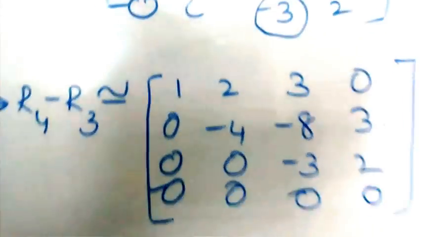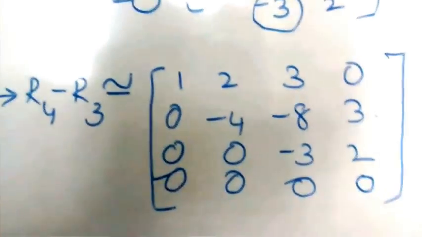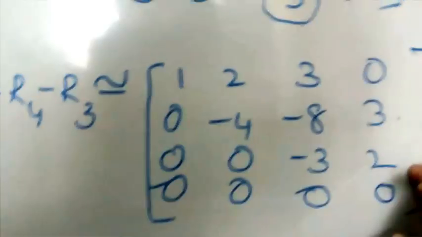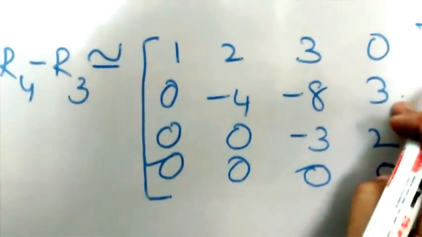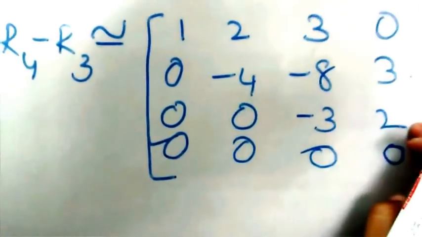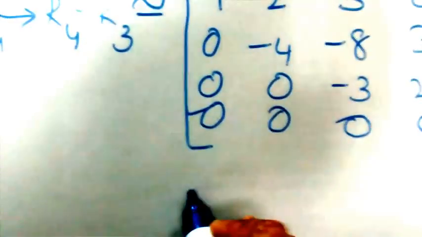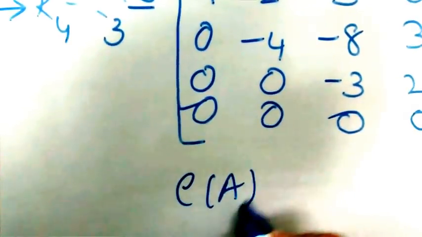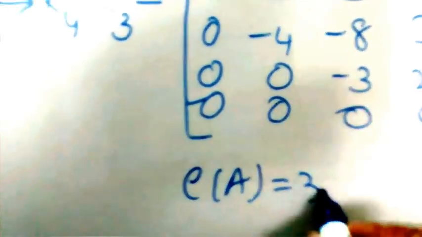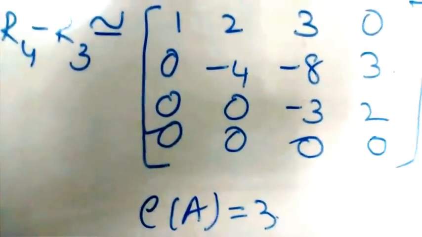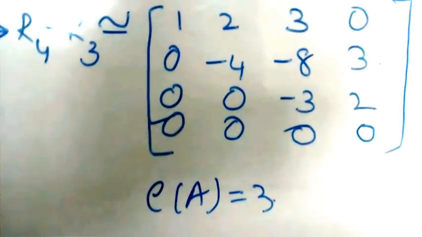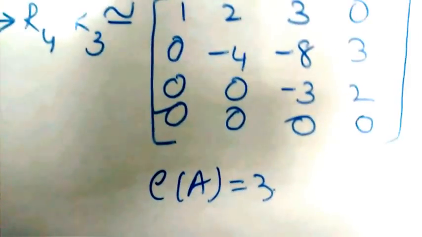We have to write the rank by seeing how many non-zero rows we have. This is a non-zero row, this is also a non-zero row, and this is also a non-zero row. So the rank of A is equal to 3. By seeing the non-zero rows only we can decide the rank of the given matrix. So the rank of the given matrix is 3.